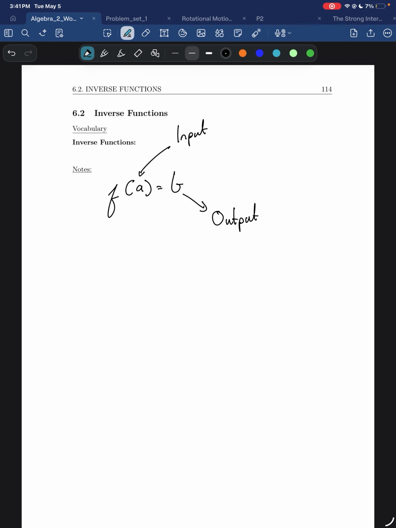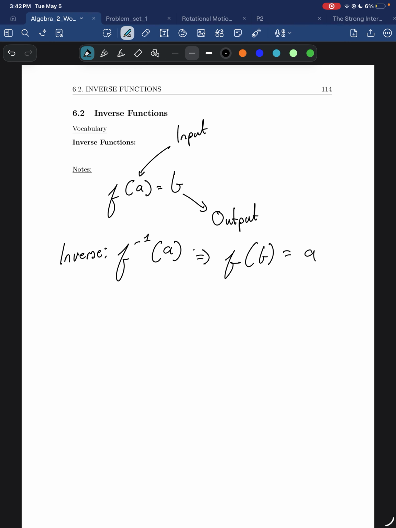The inverse of that function is denoted as f to the power minus 1. So the inverse of f of a, apologies, the inverse of f of a is really going to be equal to f of b equals a.